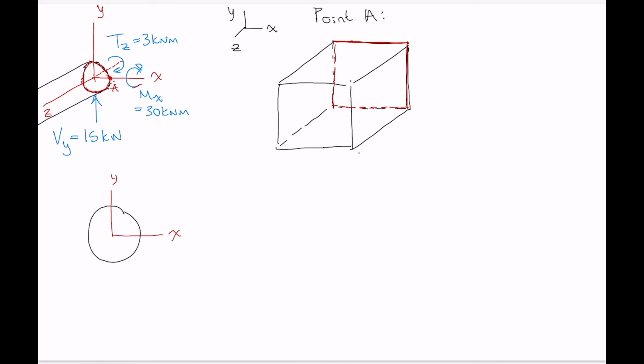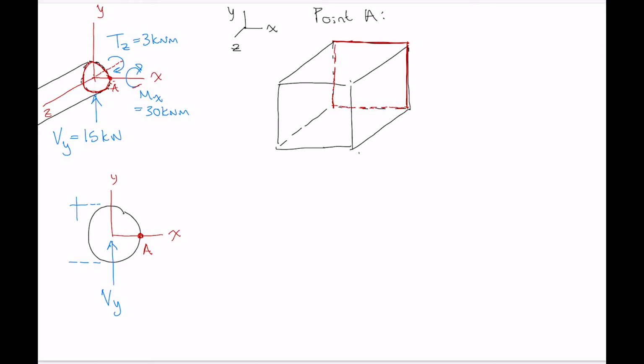So we're looking down the z-axis, and if we look at it like that, point A is over there on the right, and the orientation of Vy is acting upwards like this. Okay, so we know what the stress distribution is going to be like from a vertically oriented shear force like that, right?